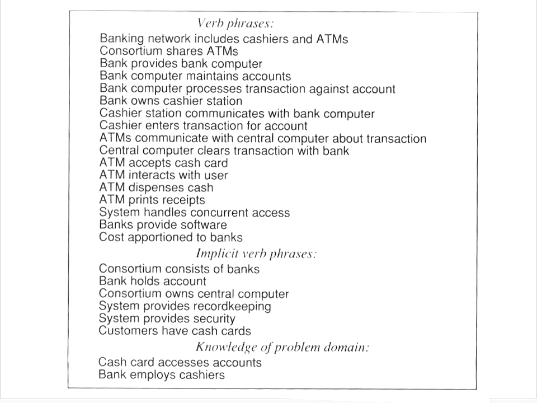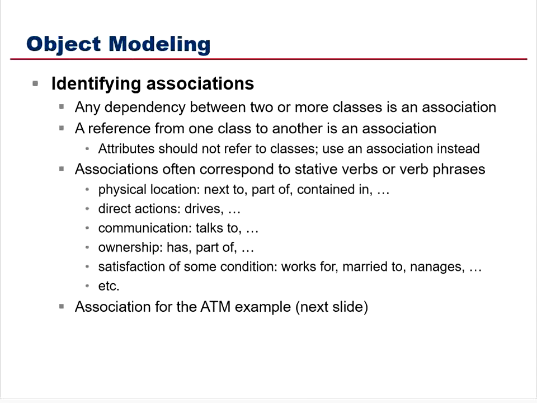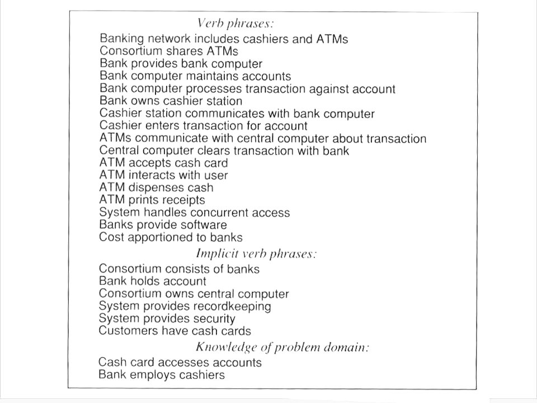Okay, so these are the verb phrases that give an association for the ATM example. So these are the verb phrases that we use. In this banking network, it includes the cashier and the ATMs. So it shows the relationship or the association between the cashier and the ATMs. Consortium shares the ATM. Bank provides the bank computer. So these are different types of verb phrases that we use in identifying the association.